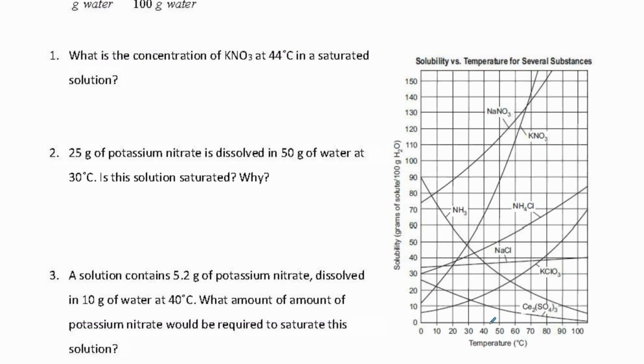Okay, so that's approximately here. And we know it's saturated. So if it's saturated, that means it's going to fall exactly on the curve. So we basically just have to work our way up from 44 till we hit the potassium nitrate curve. Okay, so we're about there, somewhere in there. That is the point that we're looking for, and it's asking what's the concentration.